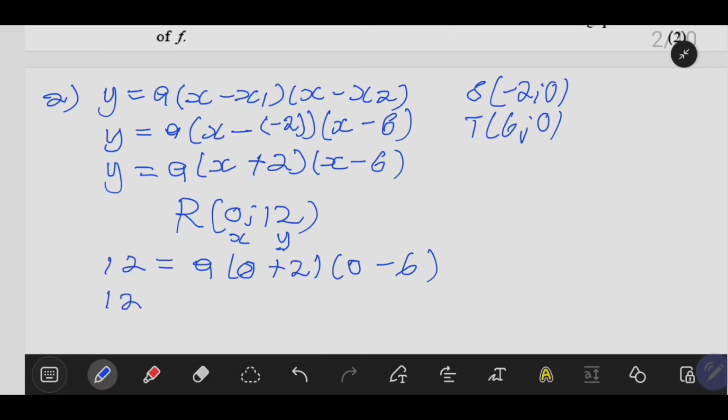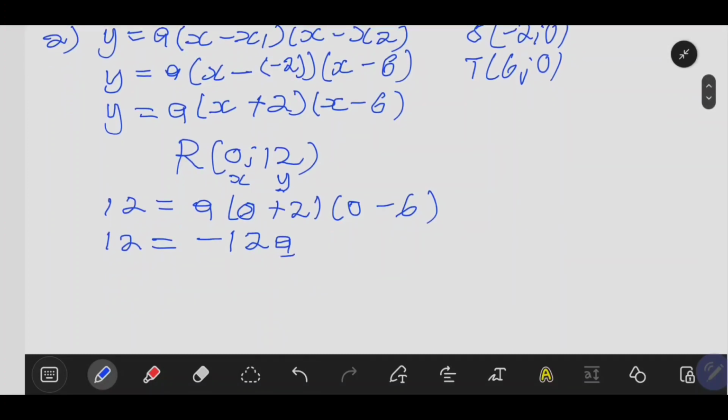Then we're going to have 12 equals, when you work your algebra here, negative 12 multiplied by a. Then we can divide both sides by negative 12. Then our a value becomes negative 1.